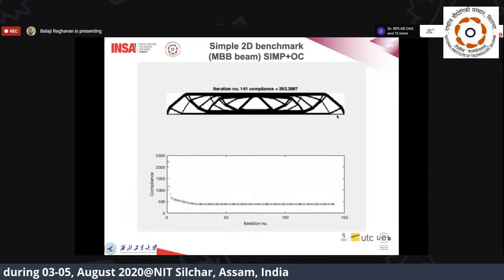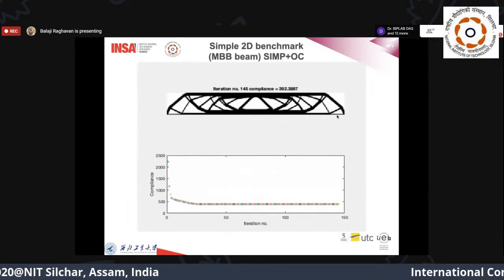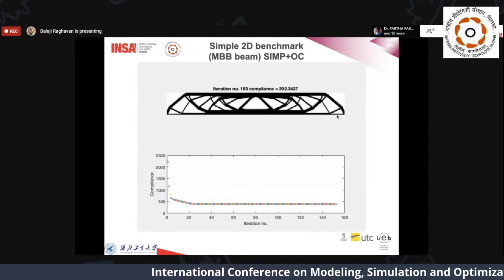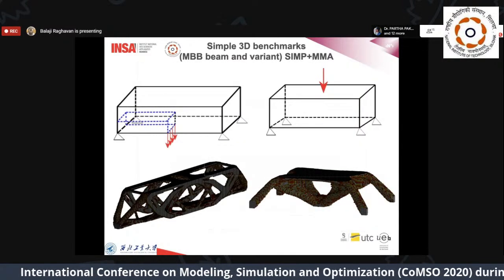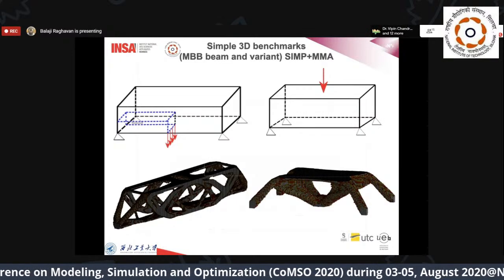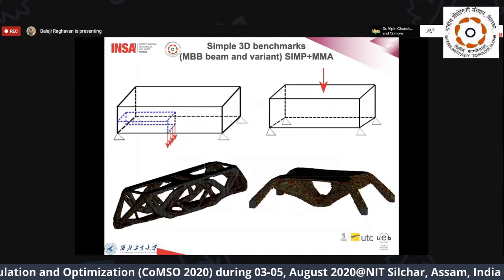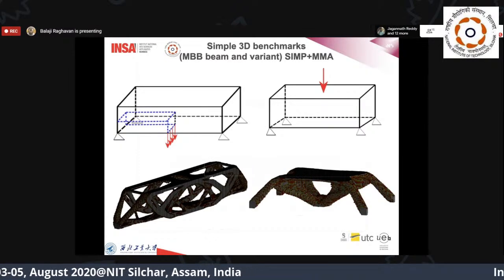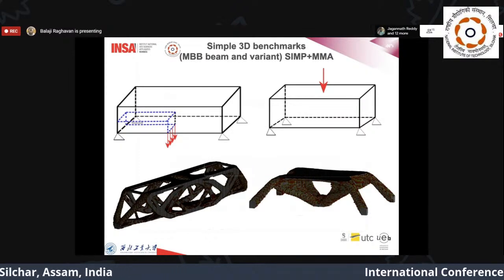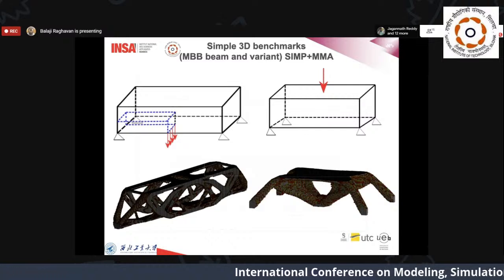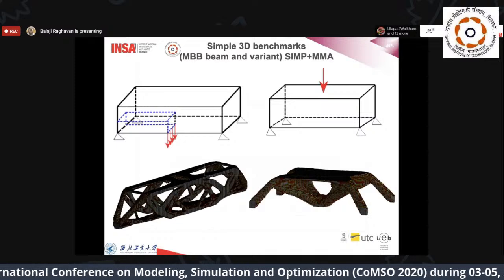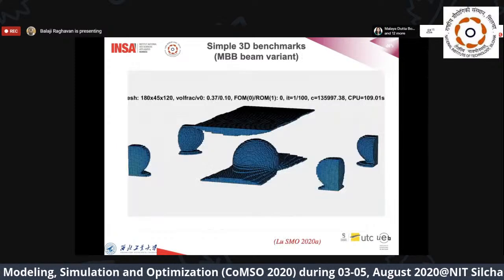So anyway, it eventually converges. It's already converged, so we're just essentially getting a certain number of iterations. So anyway, this also works in 3D. And again, everything has been programmed in MATLAB, so you can take simple 3D benchmarks. They have the MBB beam, using, again, SIMP and MMA in this case, okay? Just for so-called scalability. And it looks a lot more interesting.